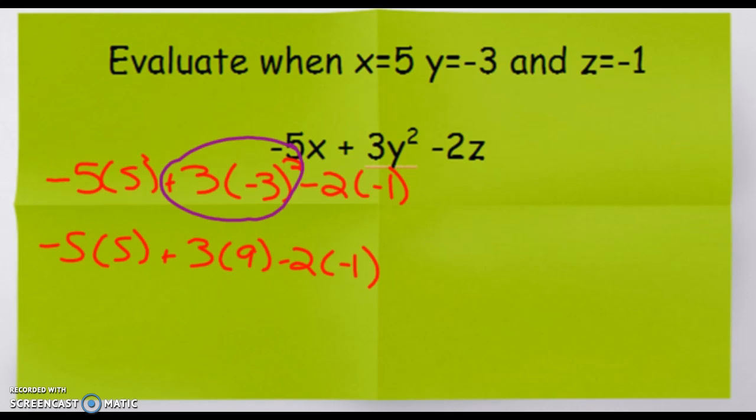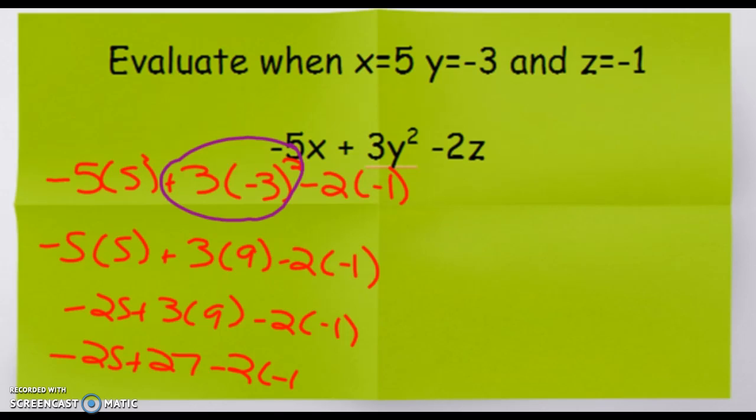Now I can do my multiplication. -25 plus 3 times 9 minus 2 times -1. 3 times 9 is 27. -25 plus 27 minus 2 times -1. Then I'll do the rest of my work a little bit over because I ran out of space.